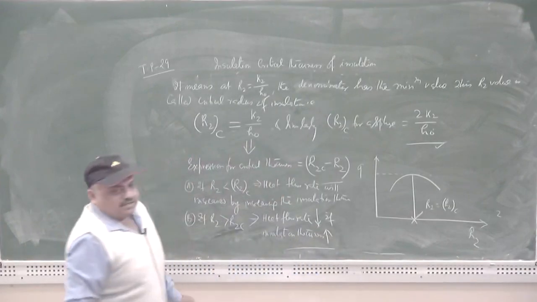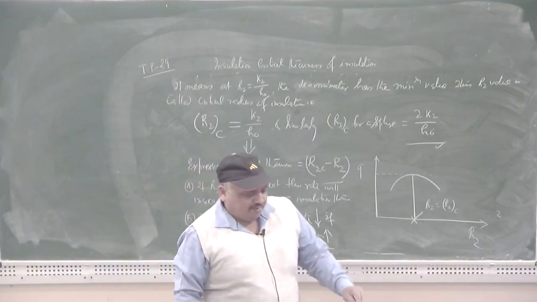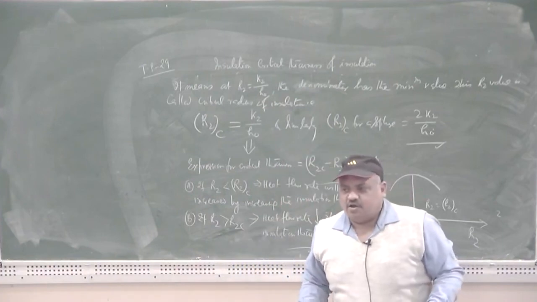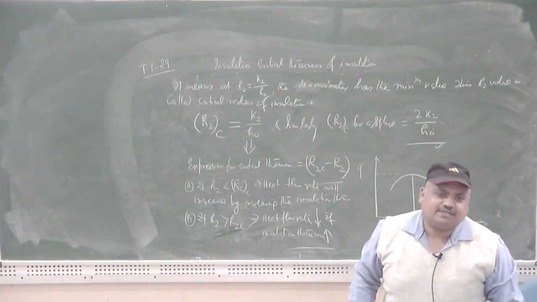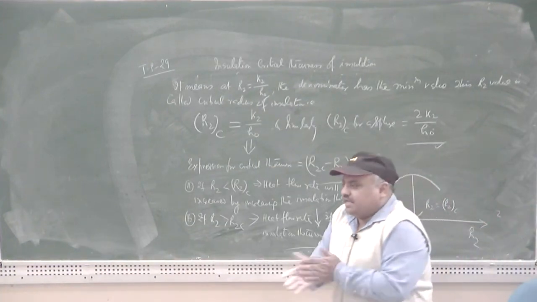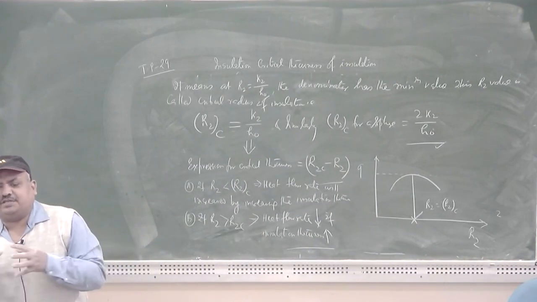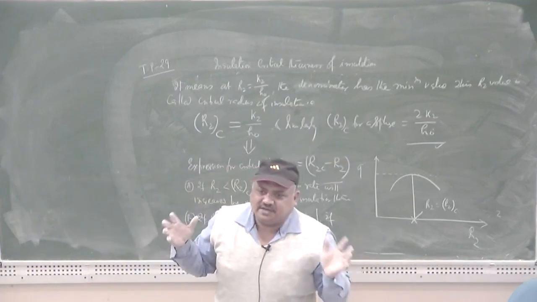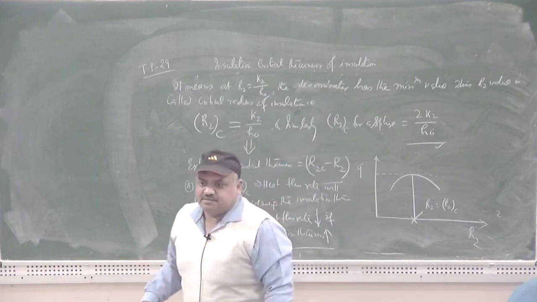So, this defines the concept of critical thickness of insulation, which is of immense importance so far as the practical application of insulation is concerned, in the case of heat pipe, in the case of steam pipe, in the case of pipes which are carrying water at a higher temperature. In all those cases, this critical thickness of insulation is of immense importance.